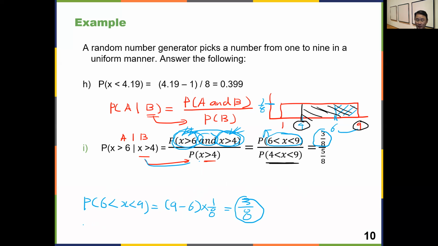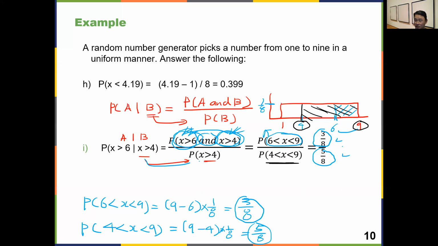Okay, what about the bottom part, which is the probability that x is between 4 and 9? So this is going to be 9 minus 4 times 1 over 8. So that's 5 over 8. And that's the bottom part right there. So this is like fraction over fraction. So how do you deal with this fraction over fraction type? Well, this is how you do this.